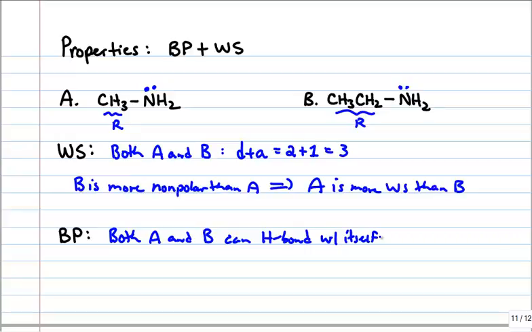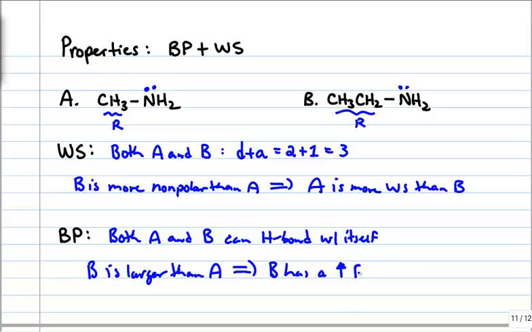But we also know that size of a molecule can influence boiling point. The larger the molecule, the more dispersion forces it can form with itself, the higher the boiling point typically. So B is larger than A, and as a result, since hydrogen bonding is a tie, the size is going to play the major role. So B is larger than A, so B has increased boiling point.